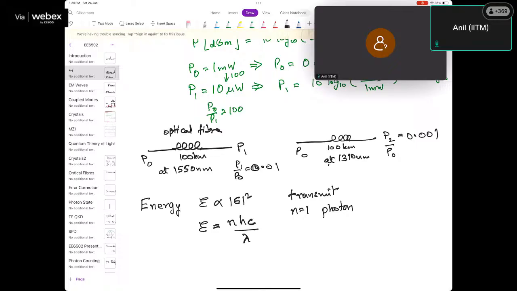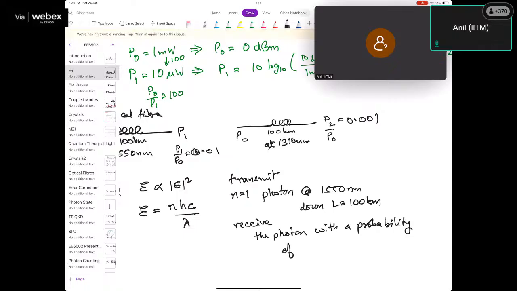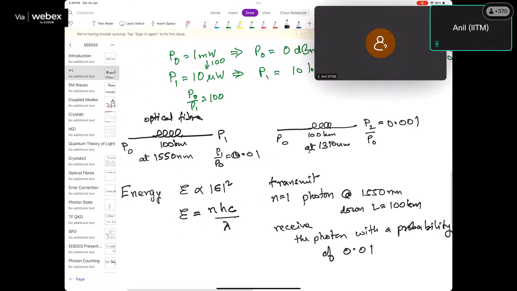So if I transmit n equal to 1 photon at 1550 nanometers, then at 1550 nanometers down L equal to 100 kilometers, I will receive the photon with a probability of 0.01. Same number that I have out here, right?